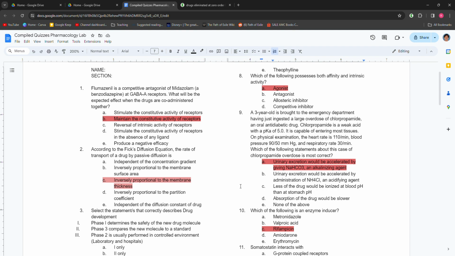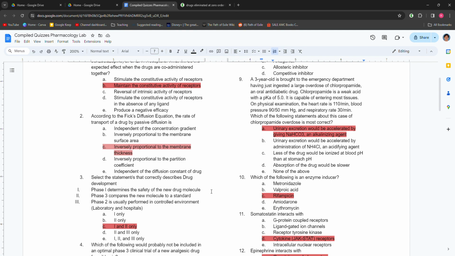So that's letter B. Number two, according to Fick's diffusion equation, the rate of transport of a drug by passive diffusion is inversely proportional to the membrane thickness. And that is why in the actual formula, the membrane thickness is a denominator.